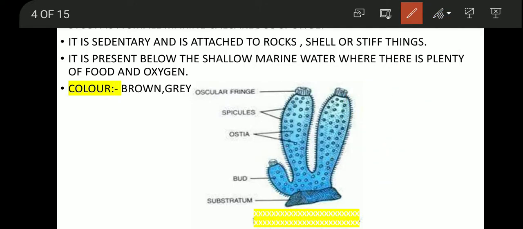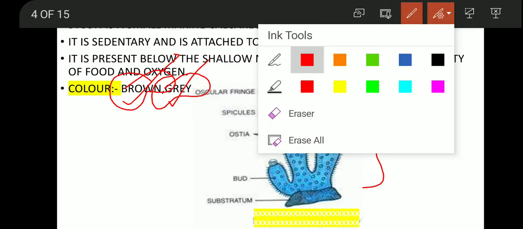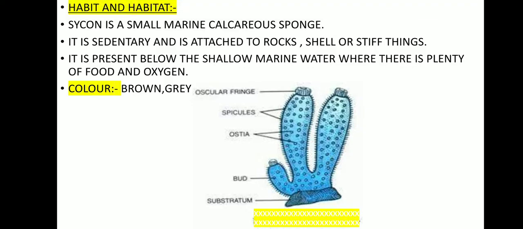Okay, so generally the color of the Scypha is brown and gray. So please don't consider this color shown here, it's just for visual purposes. So the general color of Scypha is brown and gray. Mostly they are found in these colors.